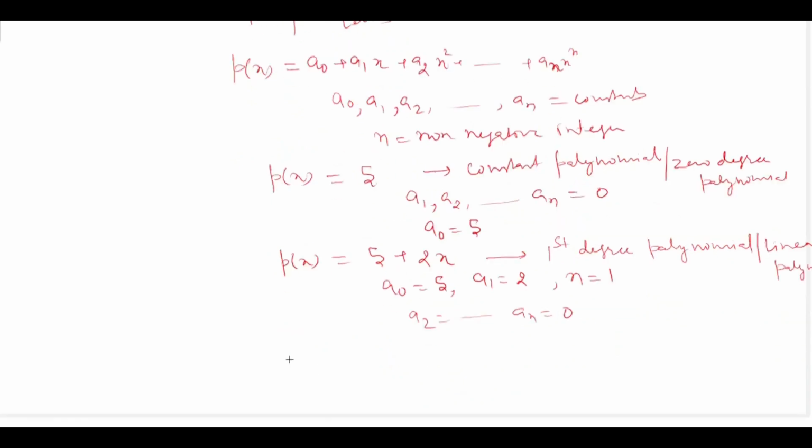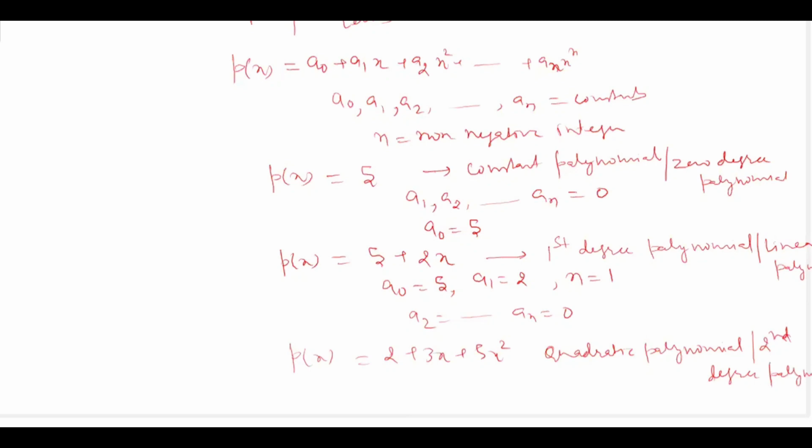Similarly, if you have an expression like 2 plus 3x plus 5x square, we will call it a quadratic polynomial, or a second degree polynomial, as the highest power of the variable x is 2. Are you able to follow this? It will be called a second degree polynomial.